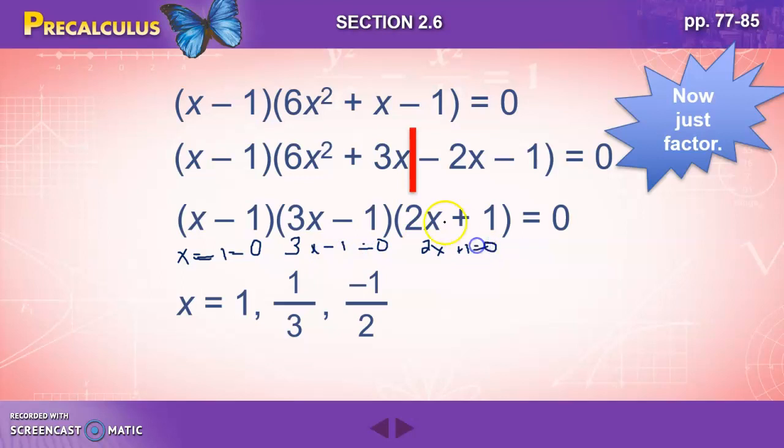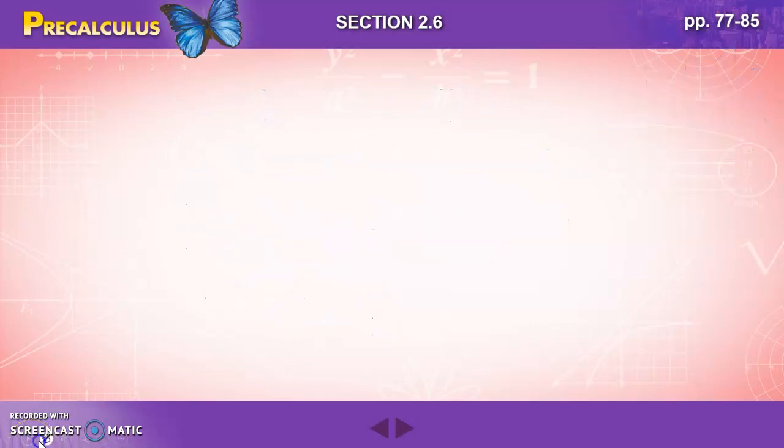And then we'll solve for x, and when we do that, we get x equals 1, x equals 1/3, and x equals negative 1/2, which meets our definition, that the numerators are factors of that constant term, and our denominators are factors of our leading coefficient. So we know that those answers are logical.